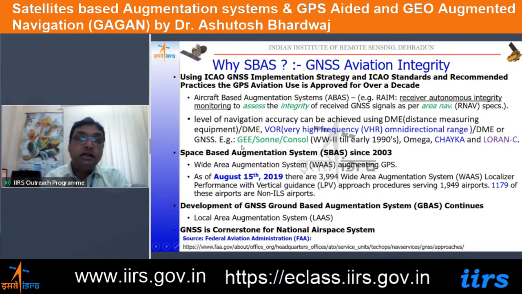Or the other systems which have been there since World War II, like the GEE system, SONNE system, Consol, or the tower-based terrestrial systems like the Omega, Chaika, and Loran, which we covered in the first lecture. So these systems have also been in the list of sensors which have been guiding the aircrafts during the travel. Because aircraft based management system also required that the receiver autonomous integrity should be maintained.